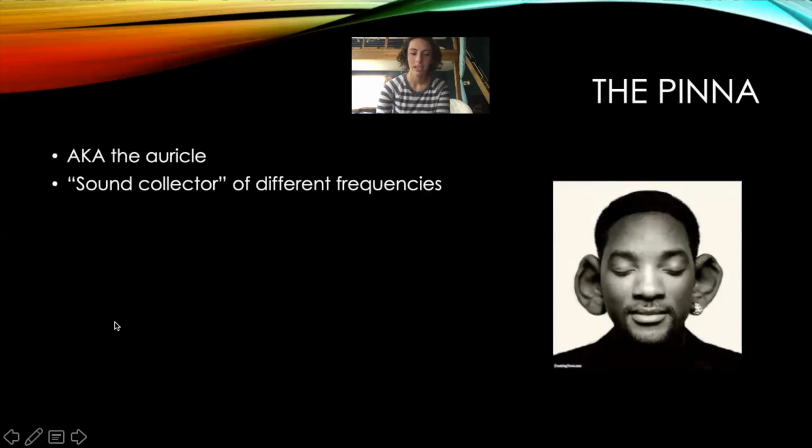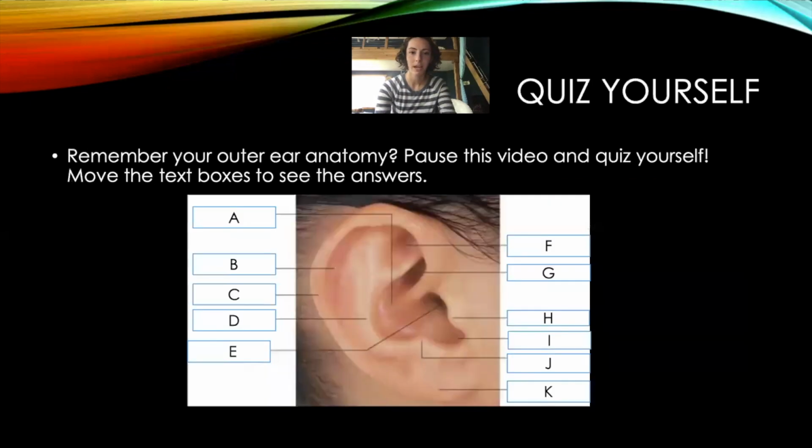So the pinna, it's also called the auricle. Our textbook notes that the pinna functions mainly as a sound collector for different frequencies. These ridges and depressions on the pinna cause it to function as a complex resonator, especially for high frequency sounds. So what would happen if we didn't have a pinna at all? Or what would happen if we had a small pinna? Or if we didn't have an ear canal, if it was covered, what would happen? So we're going to take a look at that.